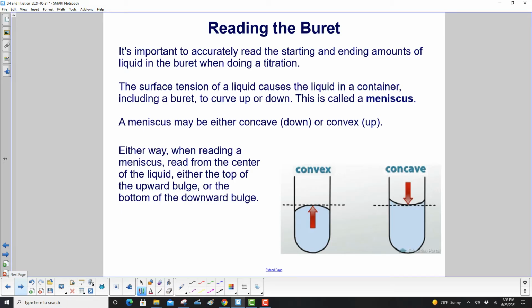It is important to accurately read the starting and ending amounts of liquid in the buret when doing a titration. The surface tension of a liquid causes the liquid in a container, including a buret, to curve up, this here, called convex, or down, concave. That's called a meniscus. Either way, when reading a meniscus, read from the center of the liquid, either the top of the upward bulge or the bottom of the downward bulge.